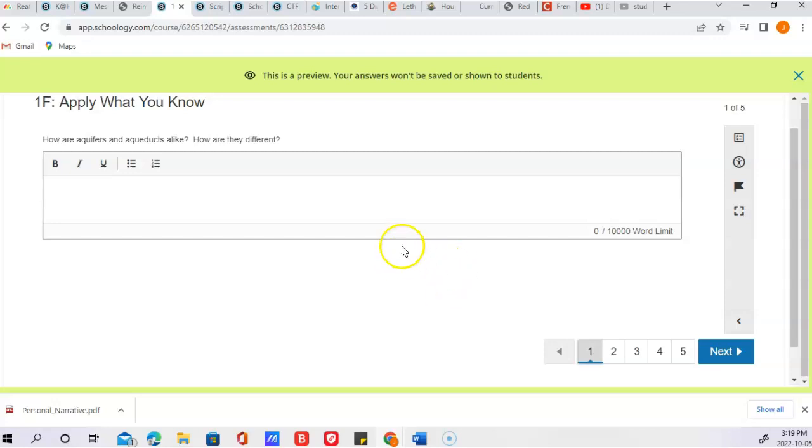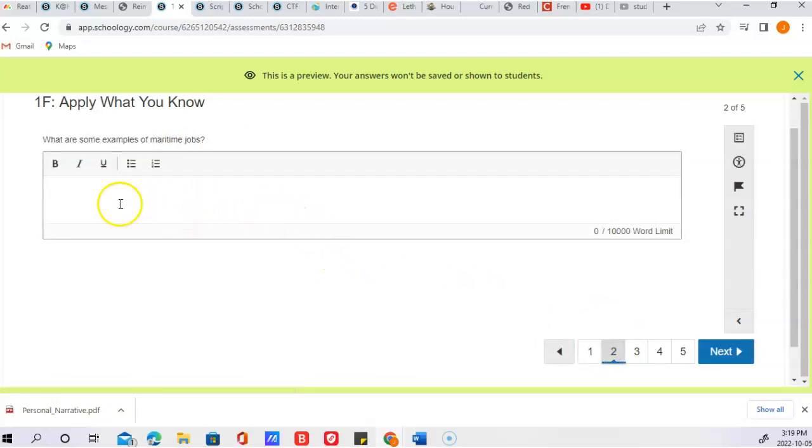So these ones also are kind of open-ended. Like, how are aquifers and aqueducts alike? If you tell me something and it's different from what I'm thinking about how they're alike, but it still makes sense, then I will mark it correct. How are they different? Make sure you answer both of those questions in there for full marks.